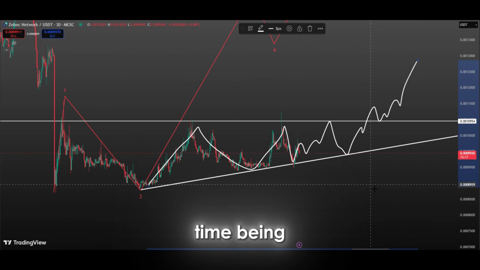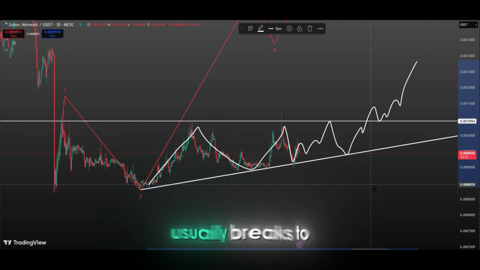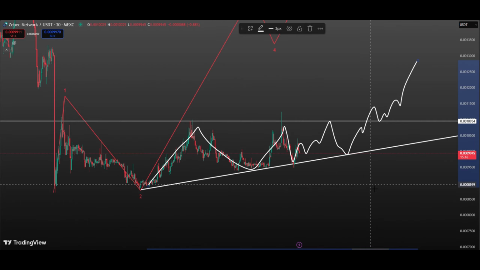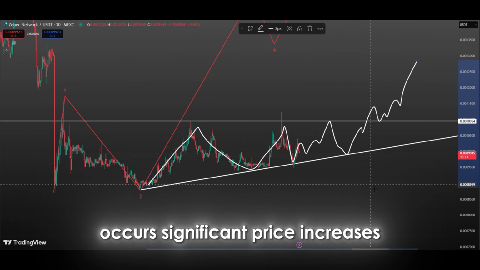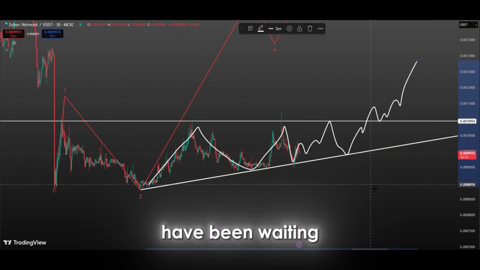However, for the time being, market dynamics show that the ascending triangle pattern usually breaks to the upside, and such breaks are usually followed by big moves in the market. Once the breakout occurs, the price action can bounce upwards with great volatility. The strength of this bounce could create great opportunities for both short-term and long-term investors. If the breakout occurs, significant price increases can be observed in the next few days or weeks, and thus the attack we have been waiting for has arrived.